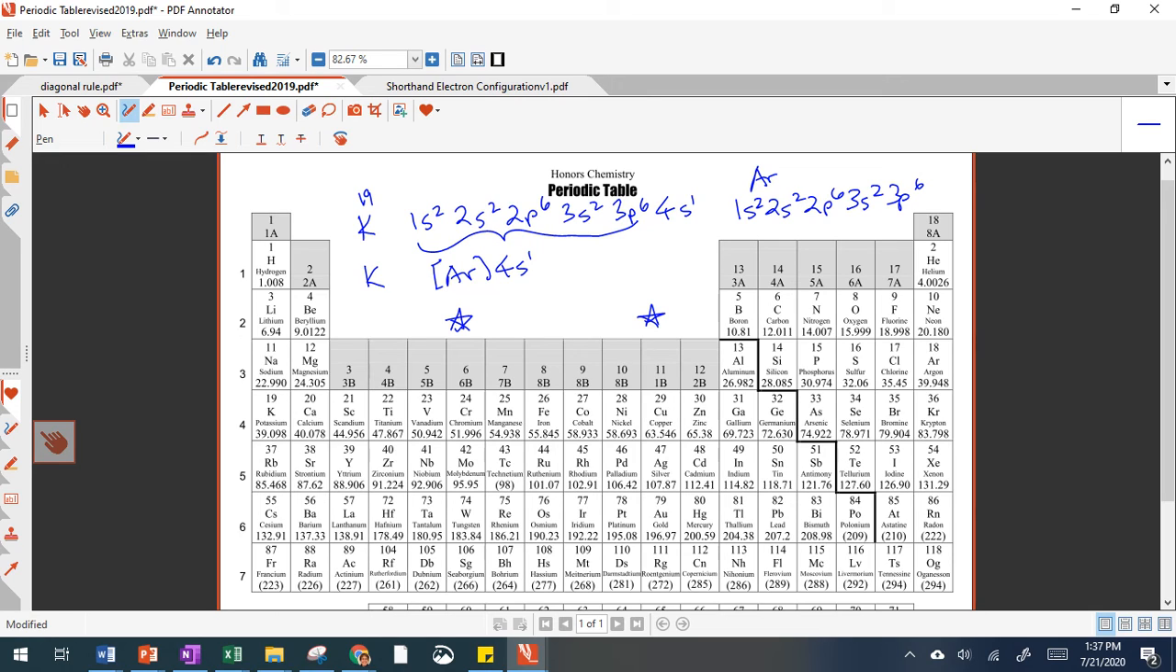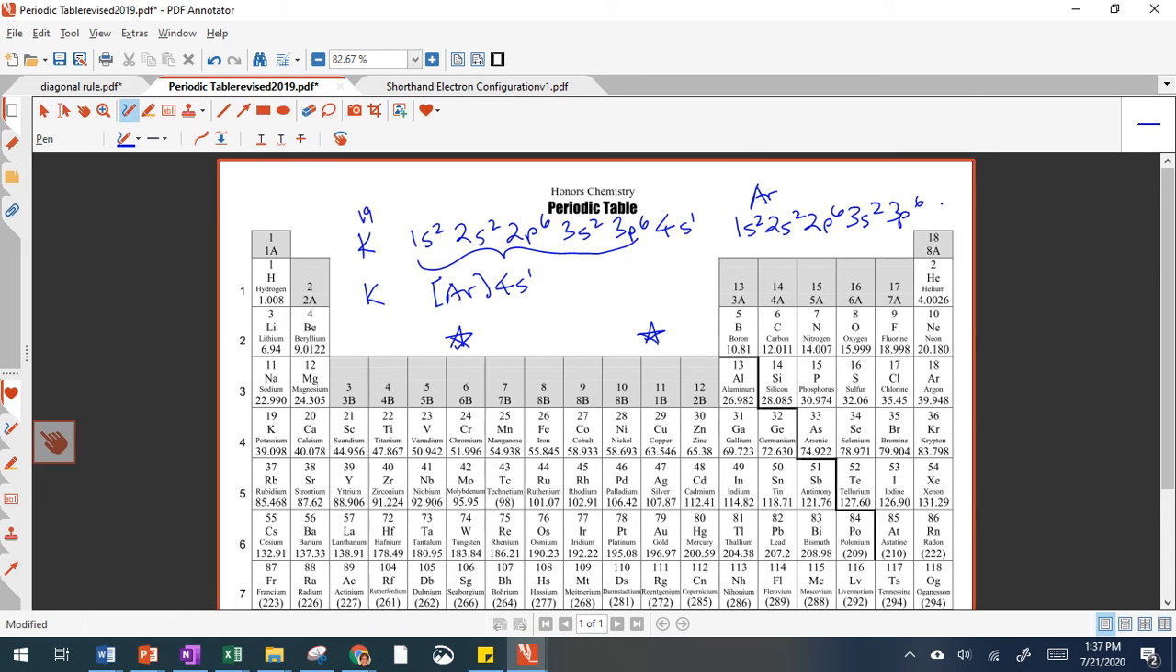Now I want to show you how to do this without writing out the whole configuration first. Before we do that, I want you to label group 18, and I'm going to erase this so we have room. Group 18 is the noble gases.